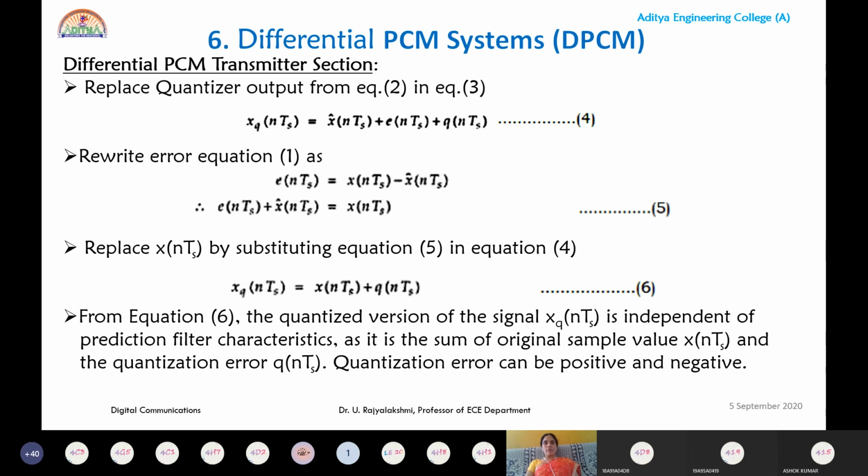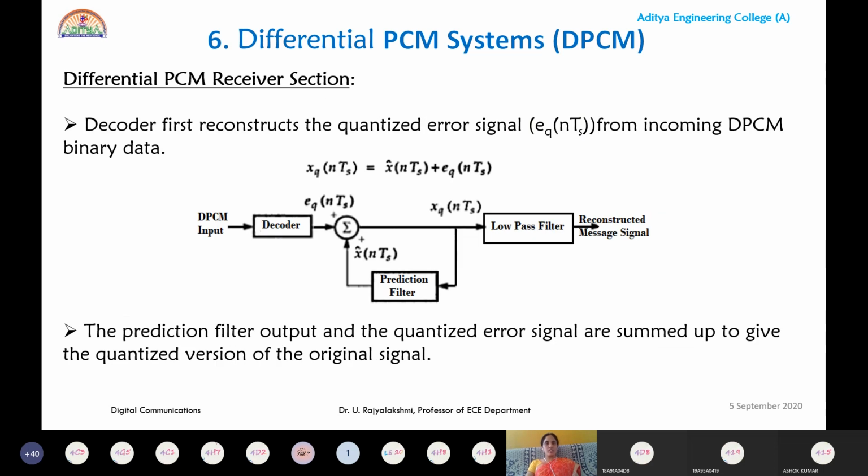Now we can move to the PCM receiver section. If you observe the receiver section, it consists of a decoder followed by the prediction filter and then the low pass filter. In the PCM we have only a decoder and a low pass filter, but the transmitter section is simplified by reducing the quantization error. So the final intention is to reduce the quantization error here. Okay, so please observe the differential PCM receiver.